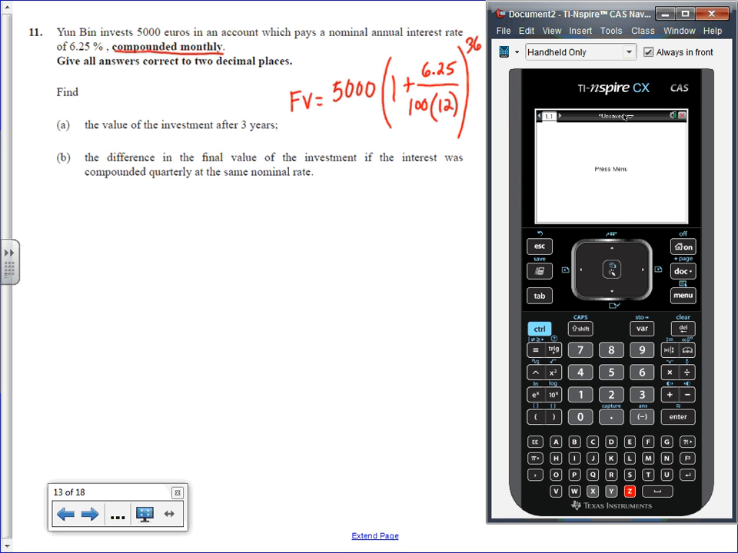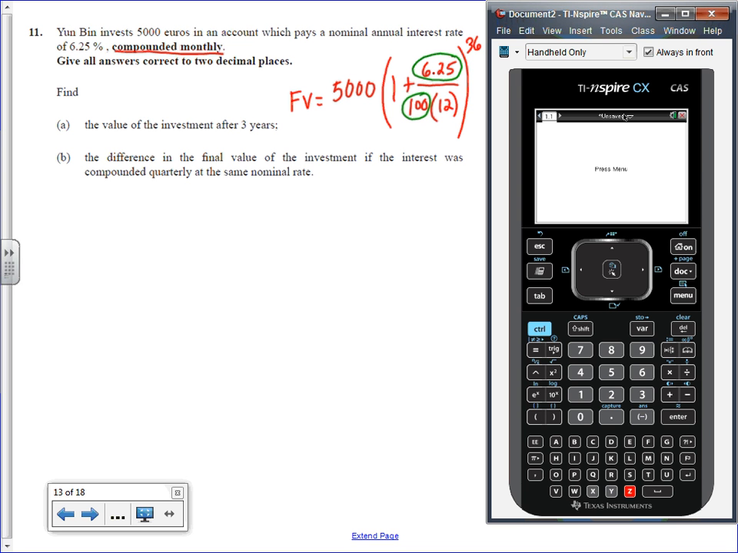Just note, I've seen this mistake before, you want to write this as 6.25 if you're going to include the division by 100 in the formula. Alternatively, you could write it as 0.0625 if you don't include the 100 in the denominator of your fraction, right? Because 0.0625 has already been divided by 100. You don't want to divide it by 100 twice.